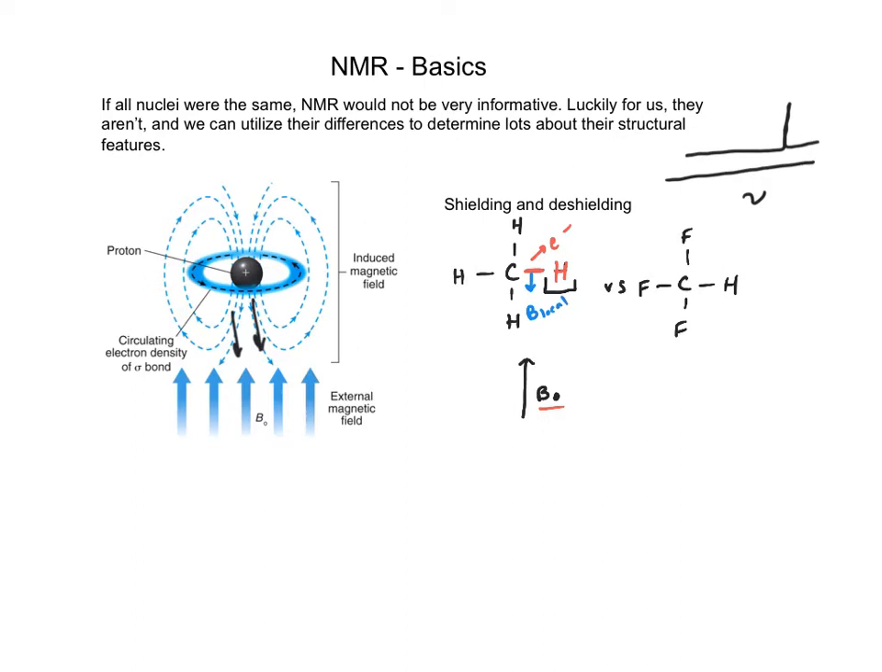So this process is something called shielding. The electrons are shielding the nuclei from feeling the full effect of that external magnetic field. And so because of that, this guy feels less of beta naught. So again, this is shielding.